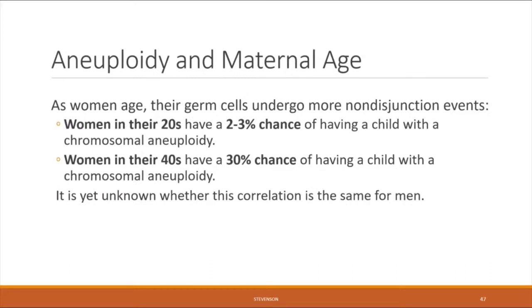And on a final note, we're just going to have a little brief discussion about aneuploidy and maternal age, because it is a reality that as women age, their germline cells undergo more non-disjunction and have more chromosomal aneuploidies. Whereas women in their 20s have approximately a 2 to 3% chance of having a child with a chromosomal aneuploidy, women in their 40s have a 30% chance of having a child with a chromosomal aneuploidy. You may know that as women get older, it is more likely that they will have children with, for example, Down syndrome, or more likely to have chromosomal aneuploidy-induced miscarriages, and this is the reason why.